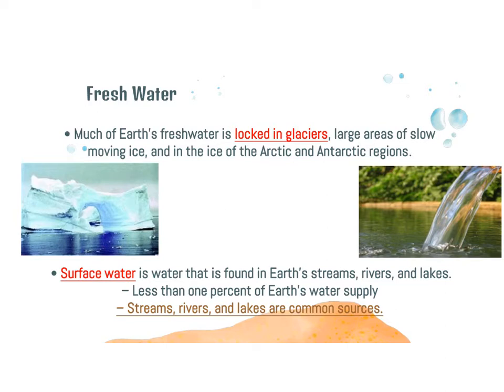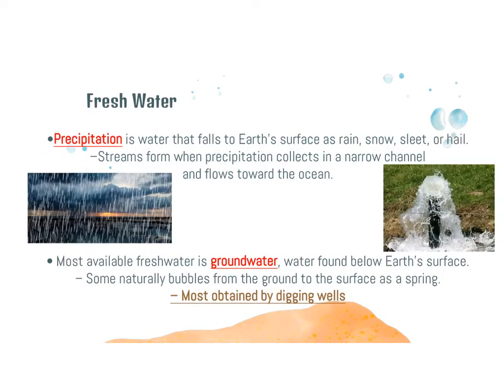We should not forget to mention that sometimes streams are formed when precipitation collects in a narrow channel and flows toward the ocean. What is precipitation? Precipitation is the water that falls to the Earth's surface as rain, snow, or hail, for example. Streams usually join together to form rivers. Any smaller stream or river that flows into a larger stream or river is called a tributary.